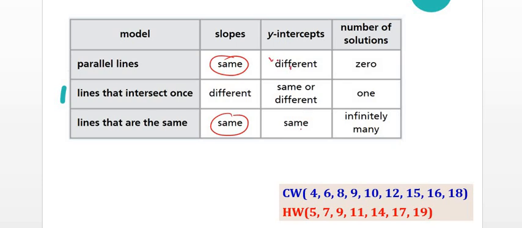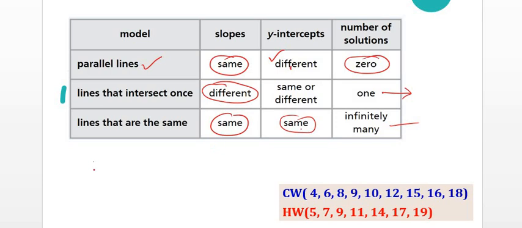So if they have different y-intercept, in that case the lines will become parallel and there will be no solution. If they have the same slopes but the y-intercepts are also same, in that case we say they have infinitely many solutions, or you can say they have many solutions, because the lines will become overlapping. And this is the only case when the slopes are different, we have just one unique solution. This is the summary of the whole lesson.